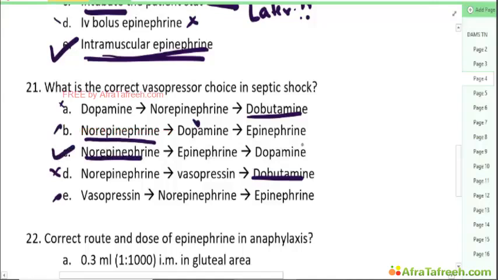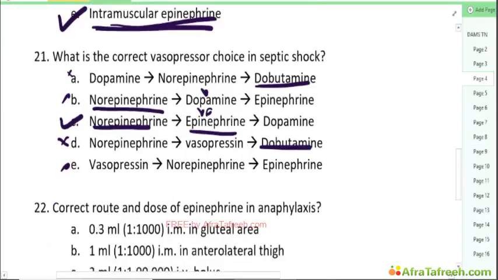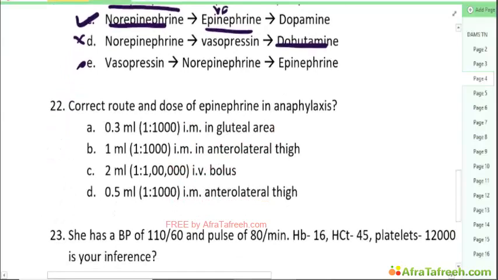Norepinephrine, epinephrine, dopamine. Had there been a vasopressin here, that would also have been correct. Okay, so vasopressin and epinephrine are second and third choices. Okay, norepinephrine followed by epinephrine and dopamine. Right.